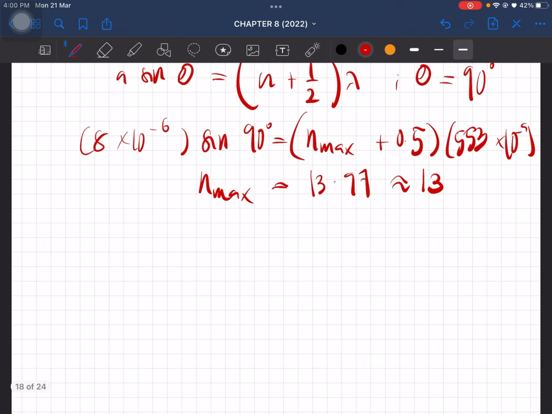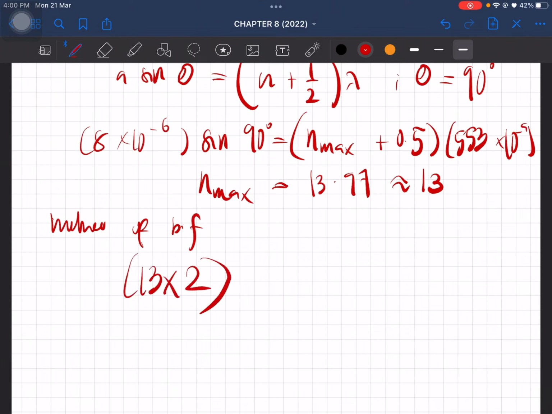Take the last number. Don't round this up to 14, round it down to 13 only. And then you will calculate this. So the number of bright fringes observed is 13 times 2 plus 1. Why do we need to plus 1? Because we need to consider the central bright fringe. So you will get 27 fringes.